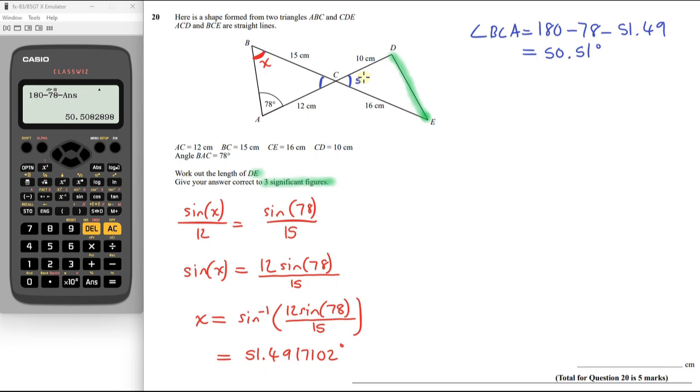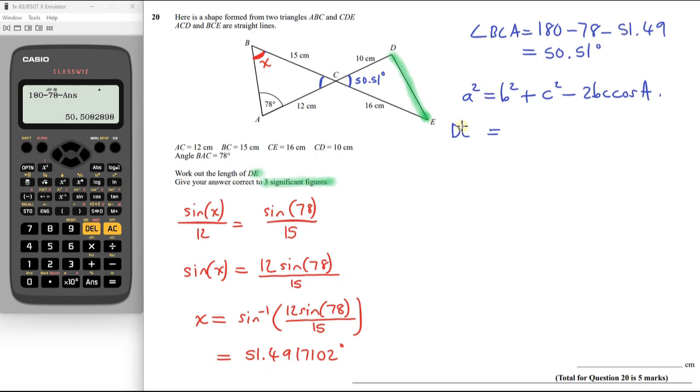So I'm going to write in here 50.51 degrees because these are opposite angles. So now we can calculate DE using the cosine rule. I'm just going to write down what the cosine rule is. We can say that a squared is equal to b squared plus c squared minus 2bc times the cos of A. So if we think about the values that we've been given, a is going to be DE.